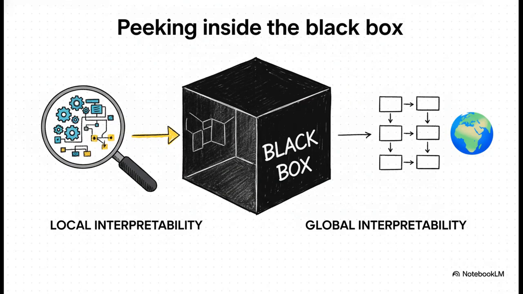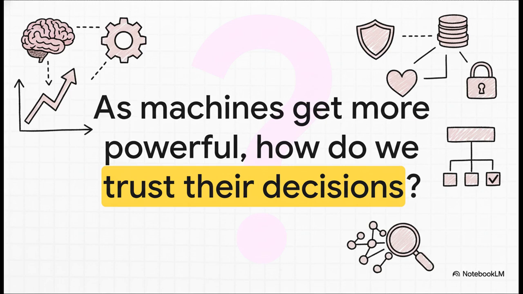So, to try and build trust in these systems, researchers are trying to crack open that black box. And they're basically tackling it from two different directions. The first is what we call local interpretability. That's asking, okay, why did you make this one specific decision? The other angle is global interpretability, which is a much broader question. How do you make decisions in general? What's your overall logic?